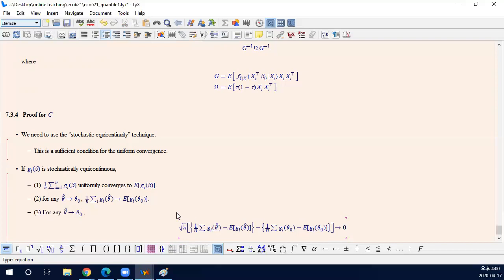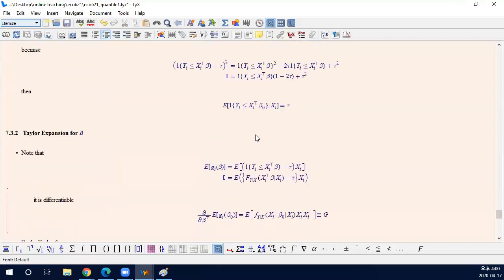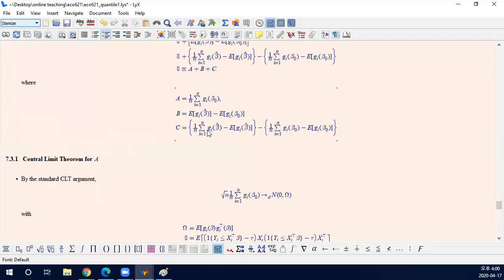I'm not going to prove this. It's impossible to prove here without much more preparation. So I will just use this result, the stochastic equicontinuity, and use this result exactly to show C converges to zero after being multiplied by square root n. Then you're good. We have done our proof.